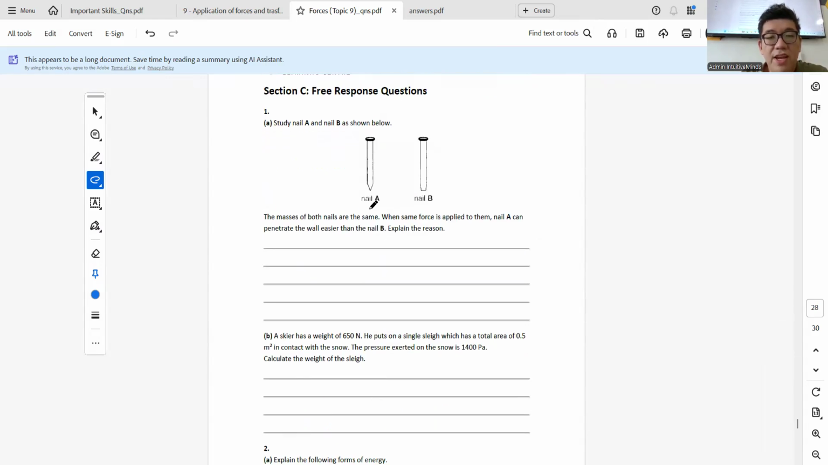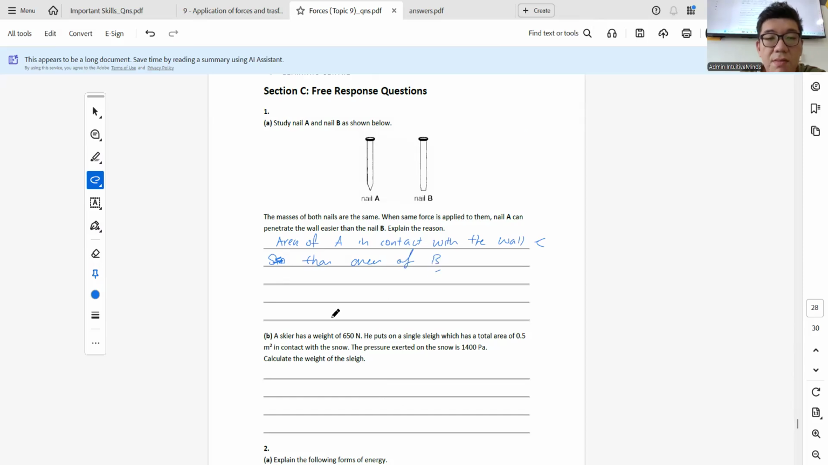So this one you got correct. I would say your answer is almost correct, but you do need to mention something like, since area of A in contact with the wall is lesser. This is what you wrote lah.